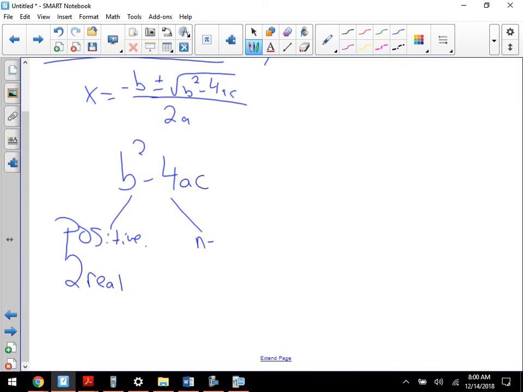If it was negative, very good, you had 2 imaginary. And the other version of it, if it was 0, you had 1 real. That meant it had multiplicity. This is when you had the quadratic formulas, if it changed direction on the x-axis, that meant it had 1 zero. And it had multiplicity of that value.